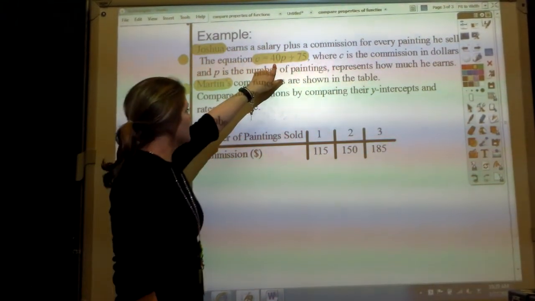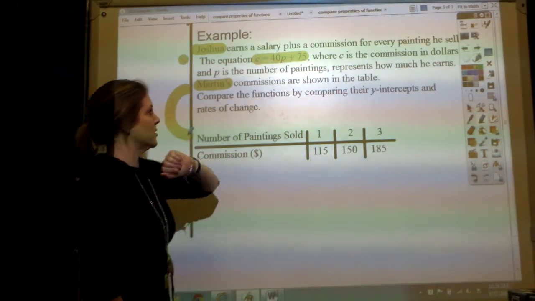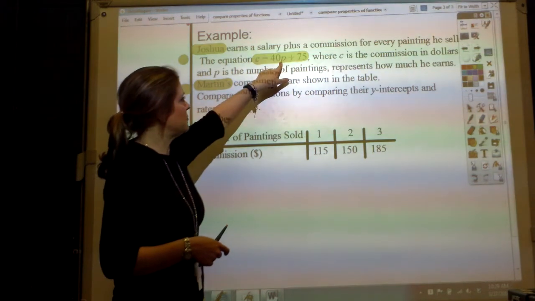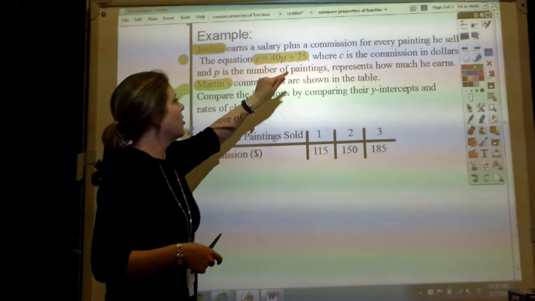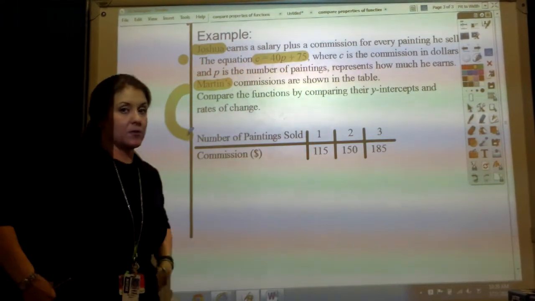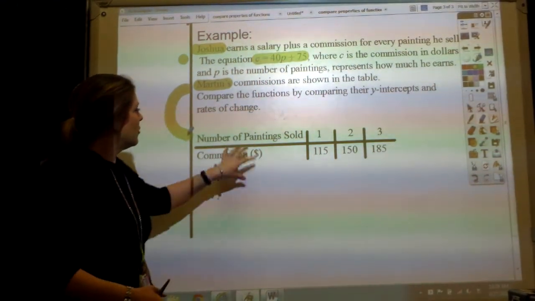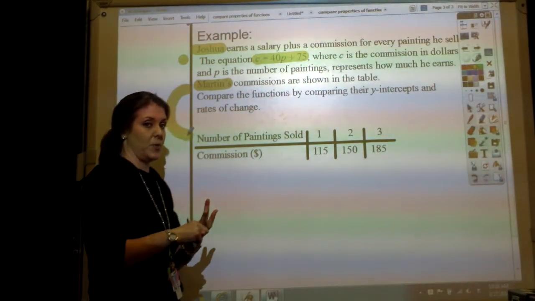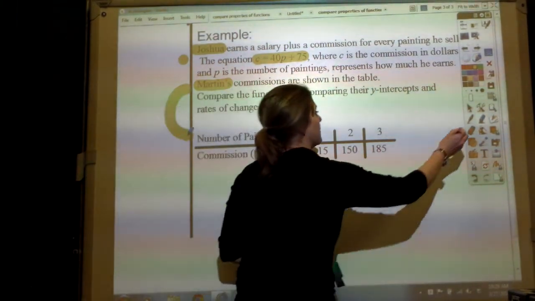So in Joshua's equation, we have 40 times P plus 75. 40 is that rate of change, 75 is that y-intercept. What we need to find for Martin is his rate of change and his y-intercept. So that's what we're going to do right now.